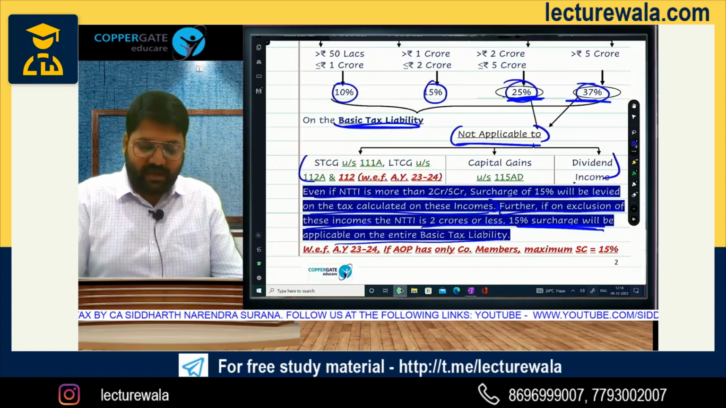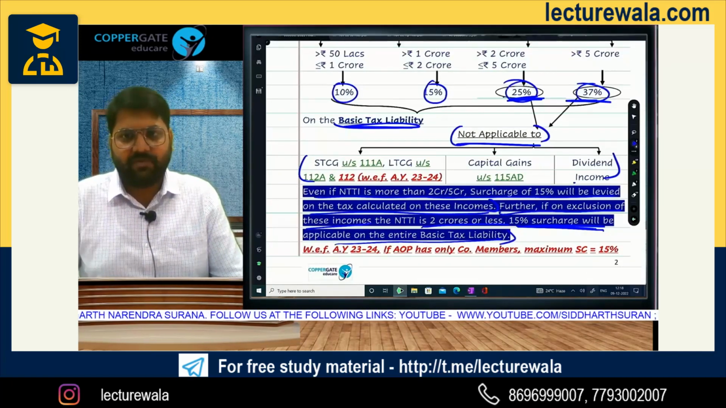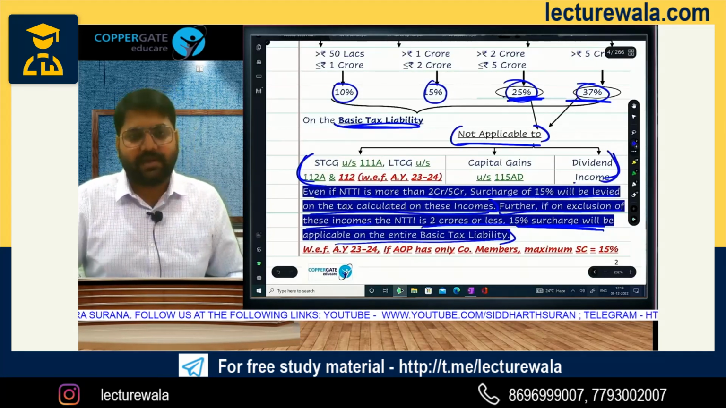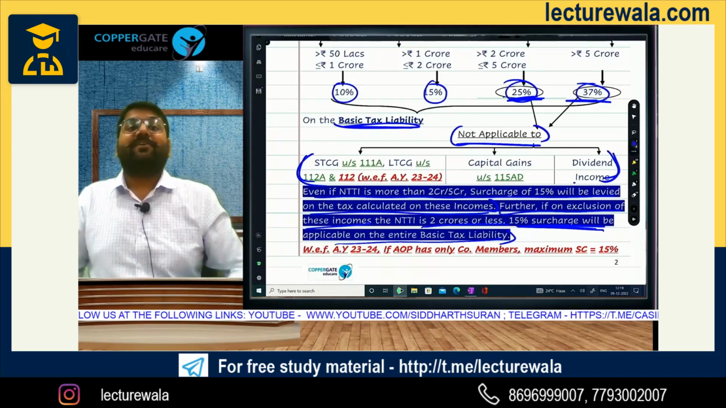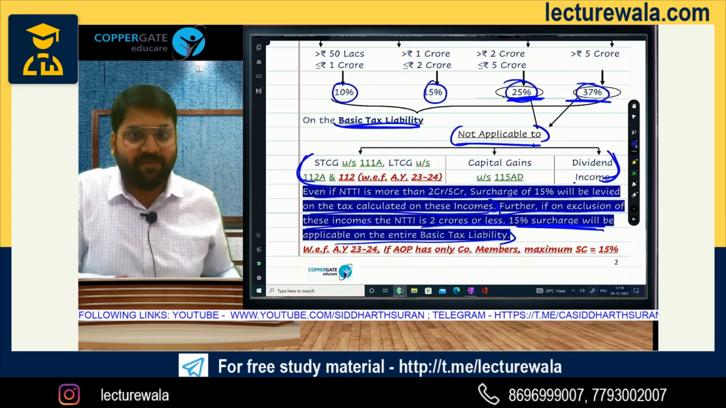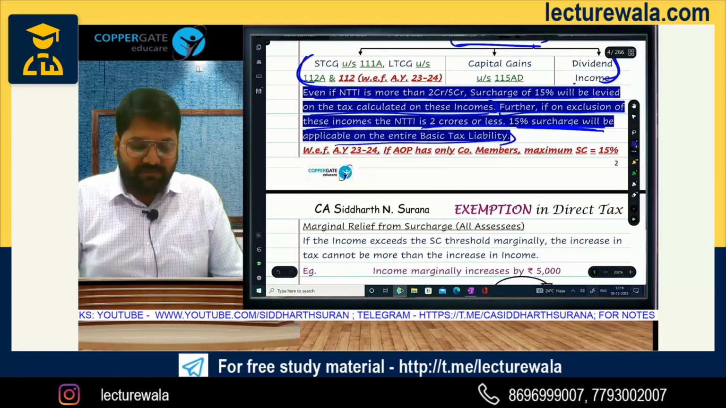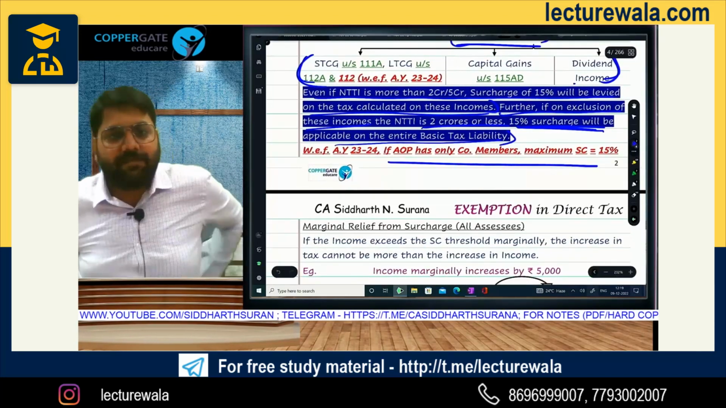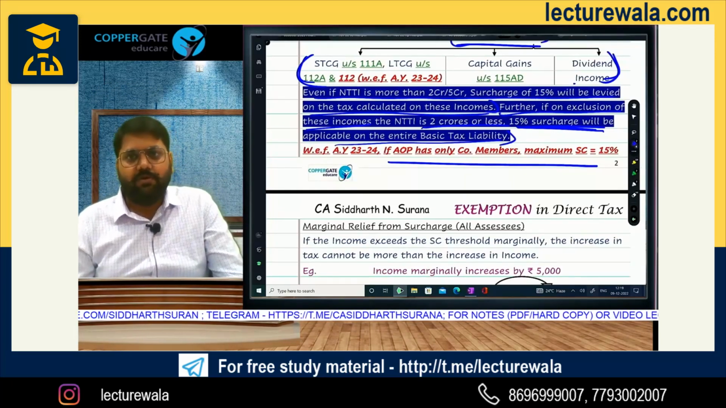That's our second paragraph out here. There are 4 rates of surcharge: 10, 15, 25, 37. 25 and 37 are not applicable to the tax on these incomes. And if because of these incomes you are crossing 2 crore, 25 and 37 are not applicable to the tax on other income also. But 15 will apply because you've crossed 1 crore. Okay. Next, there is one more amendment. If an AOP has only company members, we will not apply 25 and 37 to the AOP at all. The surcharge will be restricted to 15.